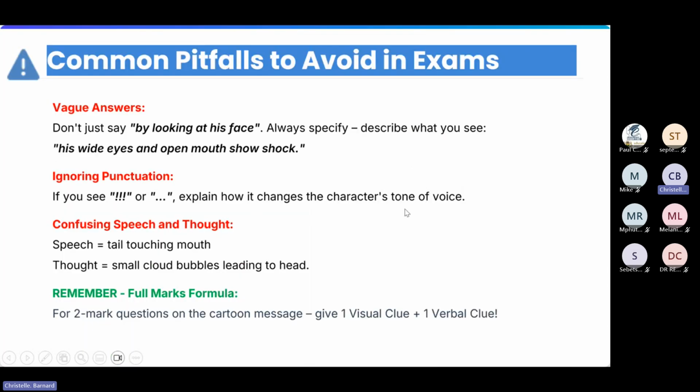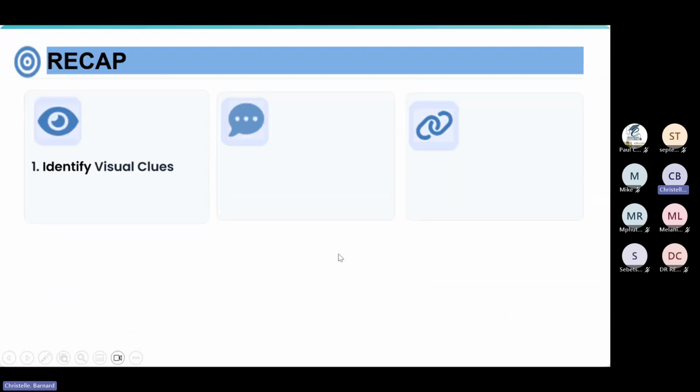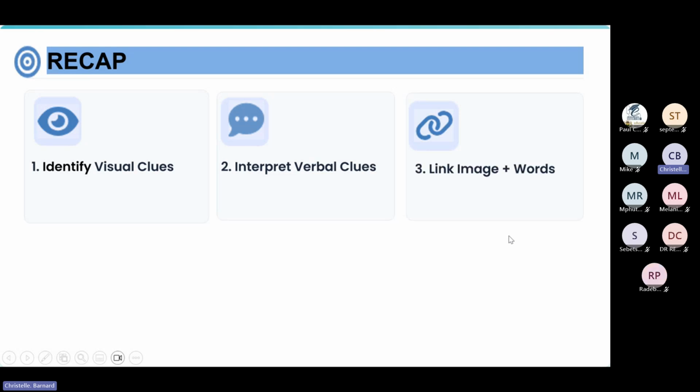Just remember, don't give vague answers. Be specific. Describe what you see. Don't ignore the punctuation marks. The punctuation marks are very important. Don't confuse speech and thought. What are the characters thinking? What are they saying out loud? And remember, describe the visual clue, describe the verbal clue, and put the 2 together. And that is identify visual clues, interpret the visual clues, and link the image and words.